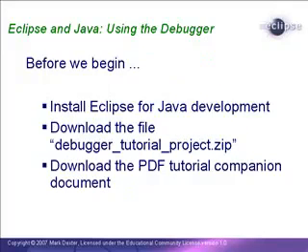Now before we get started, please check that you have Eclipse 3.3 or later installed and that you've downloaded the file called debugger-tutorial-project.zip and the tutorial companion PDF document from the website. The zip file contains an export of the project that will serve as our starting point for this tutorial. Now in the first part of the tutorial, we're going to learn the basics of using the Eclipse Java debugger. After that, we'll look at some more advanced features.